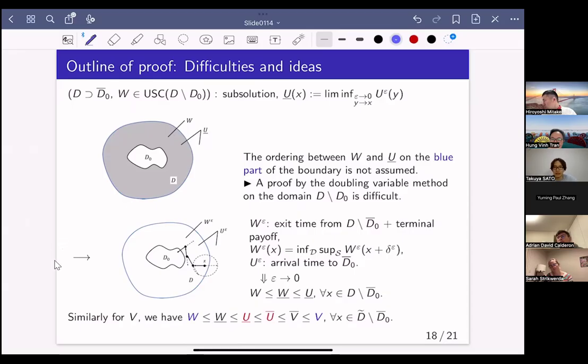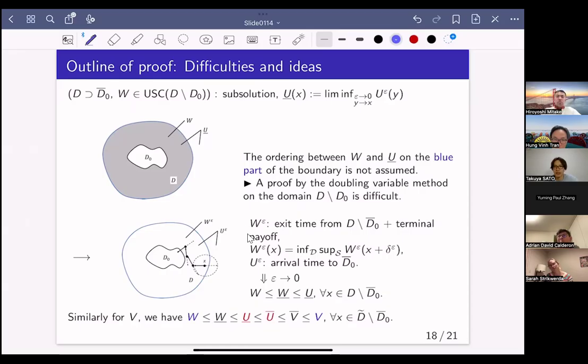So the strategy is that at first we take this new value function for the game, named W epsilon, which is the exit time. This is the arrival time of the game from this donut shape.